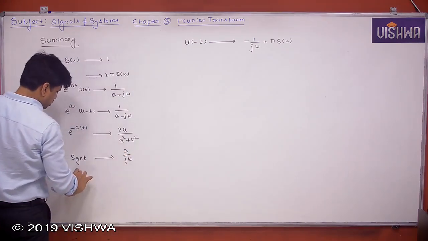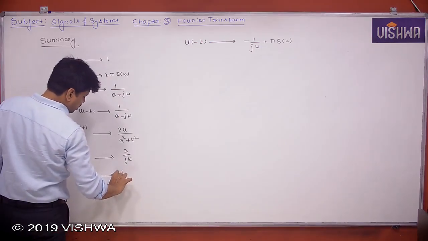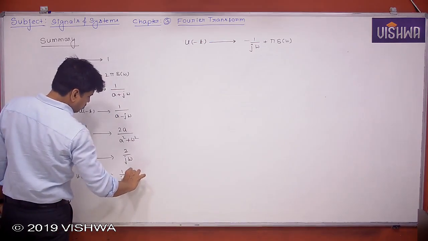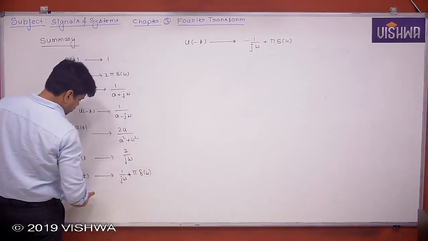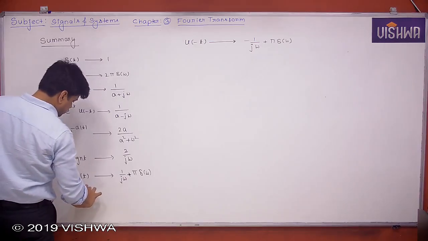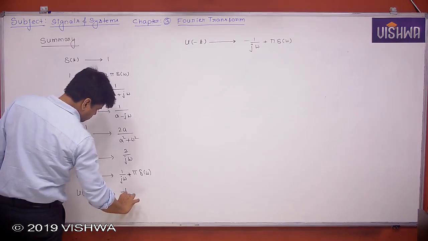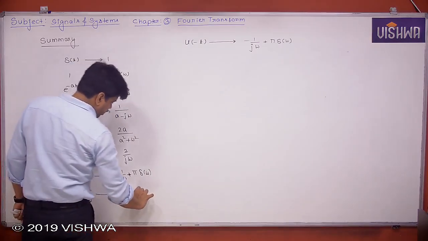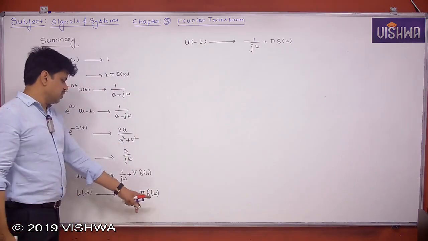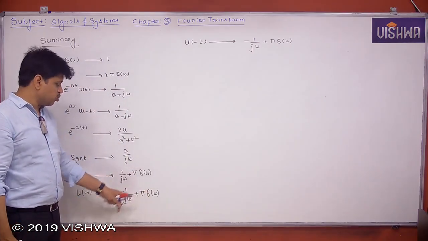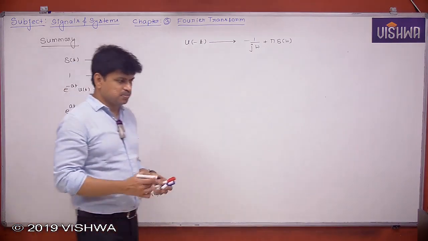In the same way, u of t we got 1 by j omega plus pi delta omega. In the same way, we got u of minus t also: minus 1 by j omega plus pi delta omega. Because impulse function is an even function, even if I replace omega with minus omega, it won't make any difference here. So these are the formulas you have to remember. Just take it.